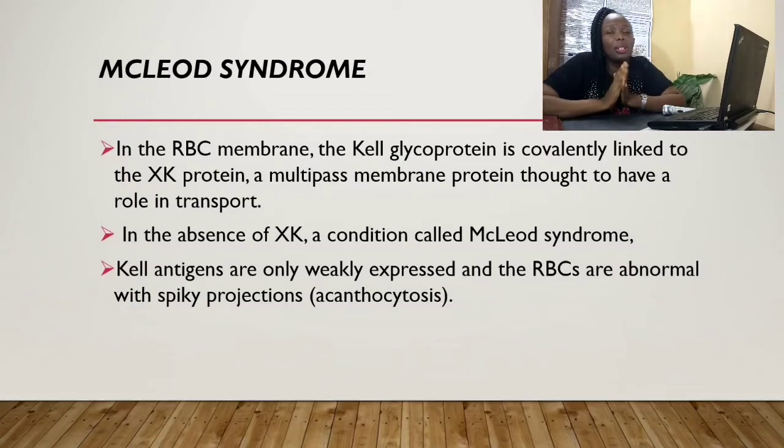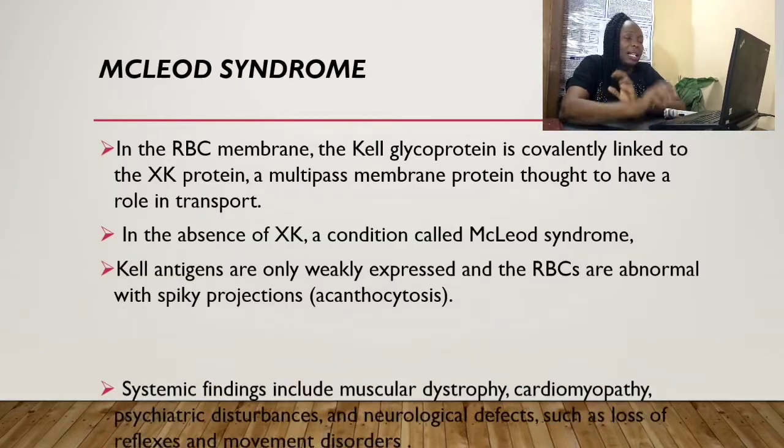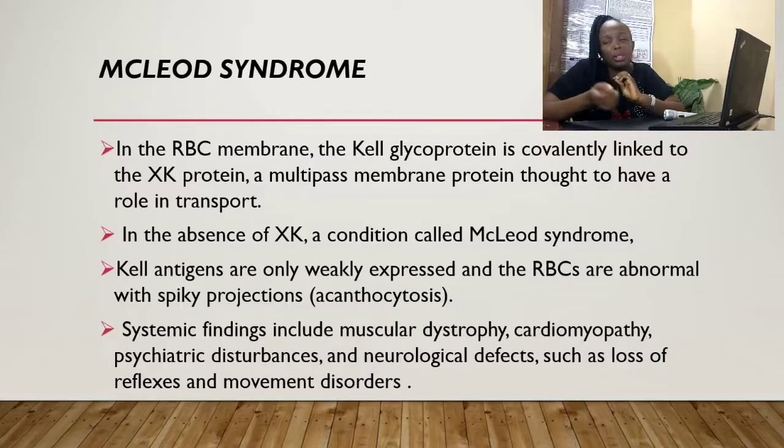But it was found that in some individuals, they don't have this XK protein. They are not able to produce this XK protein. These individuals develop a multi-systemic syndrome called McLeod syndrome. In the absence of XK, McLeod syndrome develops, and K antigens are weakly expressed, and the red blood cells are abnormal with spiky projections.